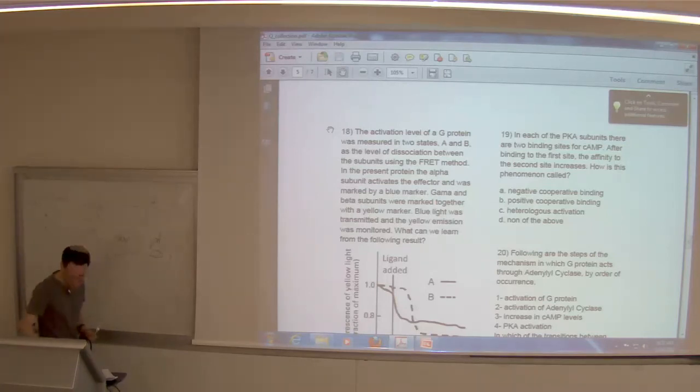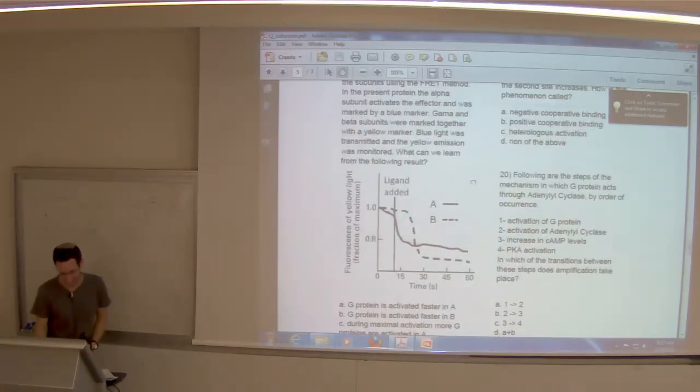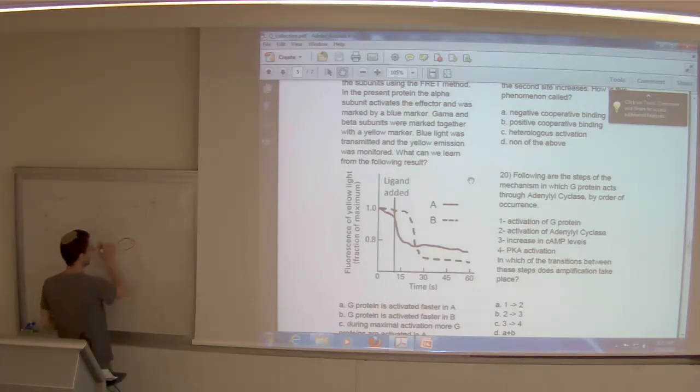Okay, that's a long story. It's a long story, but I'm very proud of this question. I think it's a cool question. So, okay, what do we have? We have a G protein. This is the membrane. This will be the alpha subunit, and this will be beta and gamma. And then which one is... which dye are we monitoring? The yellow, which is linked to which subunit?